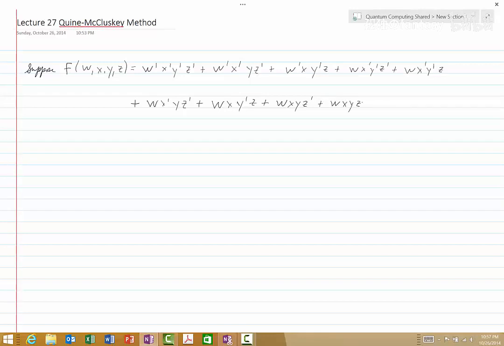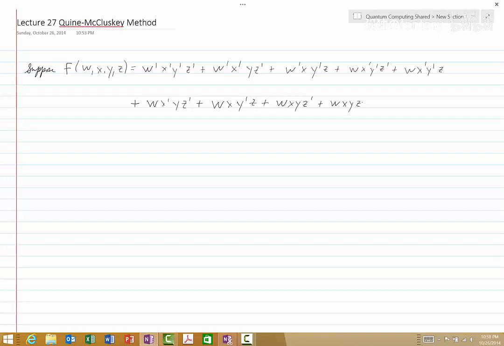So suppose we had a function of the four Boolean variables w, x, y, and z that was equal to this expression, and we wanted to in some way write this more efficiently. And I won't get into all the details of exactly what it is that we're minimizing quite yet, but we want to simplify this as much as possible before trying to actually implement it in hardware. And so one of the ways that we can simplify a function is called the Quine-McCluskey method.